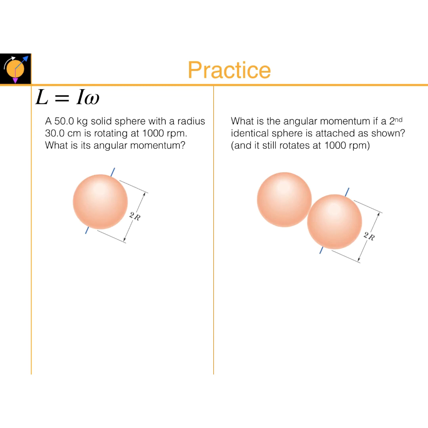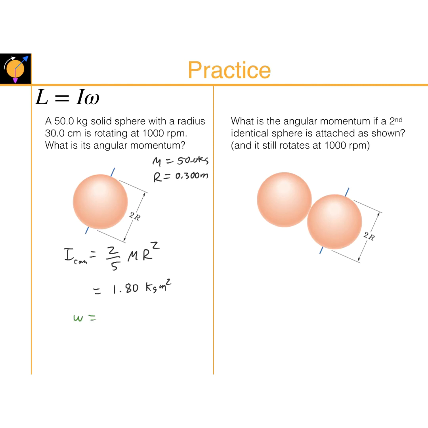So why not? We can calculate this. First thing we need is the moment of inertia. So for a solid sphere around the center of mass, you look it up on the chart. That chart will be available to you when you need it. It's 2/5 mr squared, where the mass is 50 kilograms and the radius is 30 centimeters or 0.300 meters. And so if I plug everything in, I end up with about 1.80 kilogram meters squared.